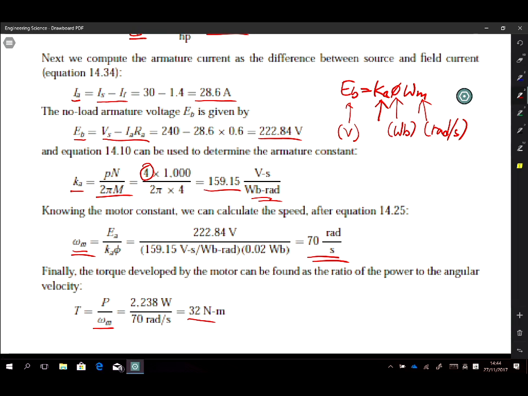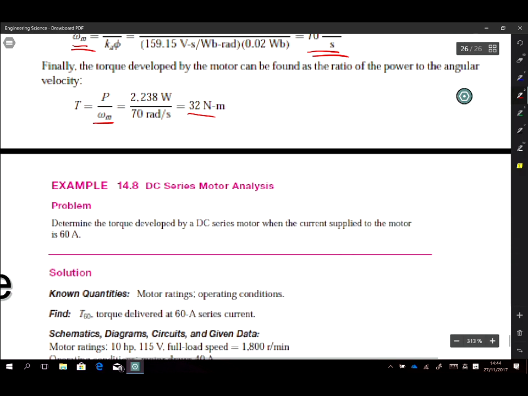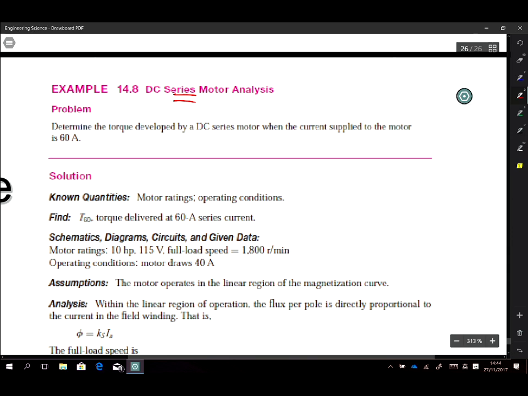Any question? Actually, you may find we are only applying equations to solve the problem. For this kind of question, we always do that. Now, the last example relates to the series motor. In this example, we are going to find again the torque developed by the DC series motor when the current supplied to the motor is 60 amp.